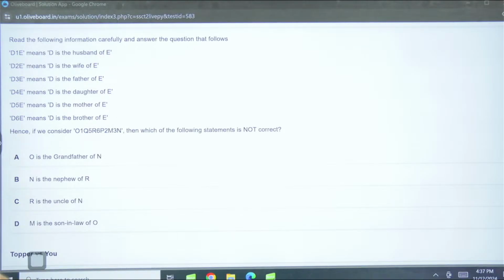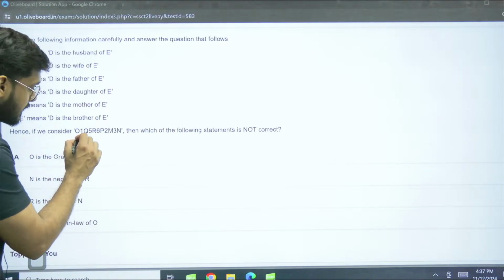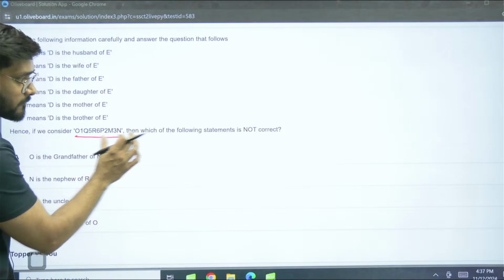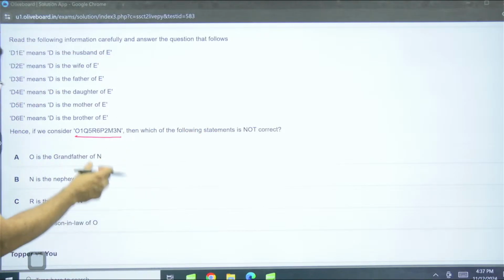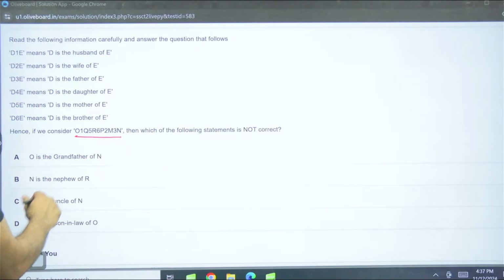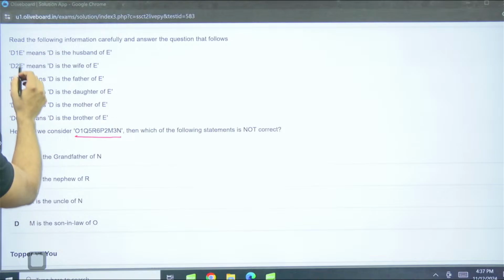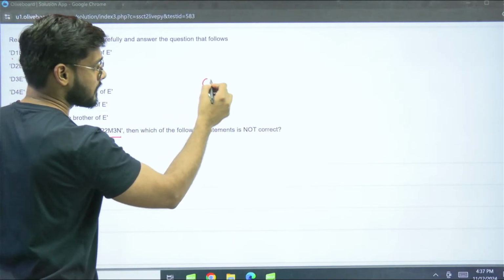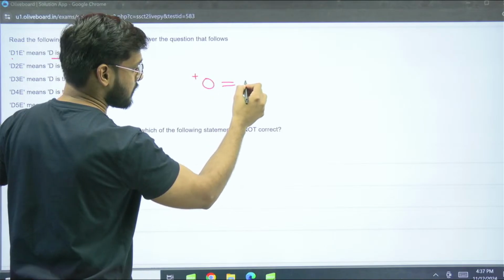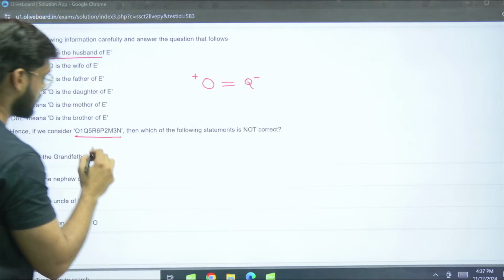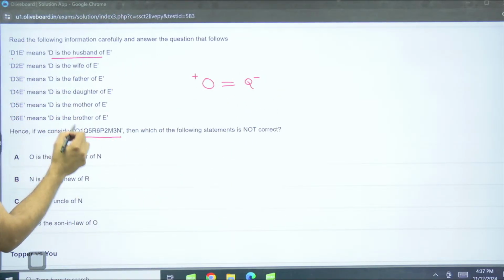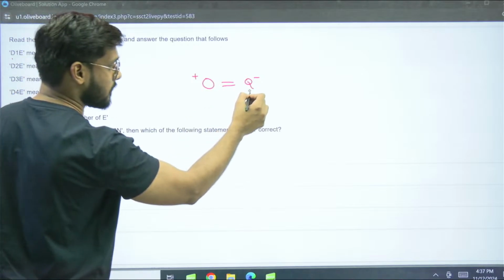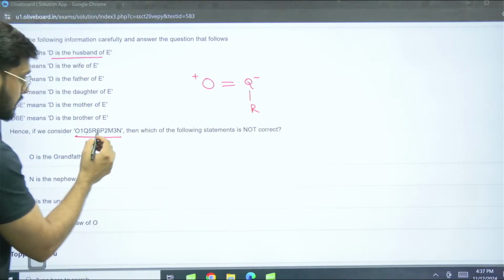Let's see. If we consider the expression O1Q5, which of the following statements is not correct? We need to find the not correct one. O1Q: 1 means O is the husband of Q, so Q will be female. 5 means mother, so Q will be the mother of R.